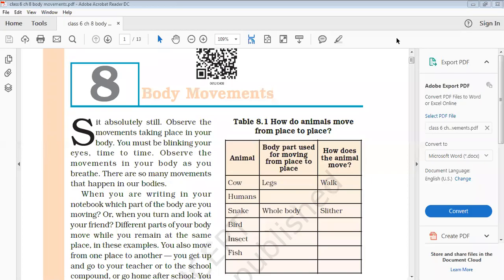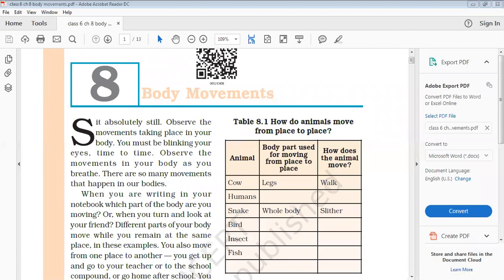Let's discuss the new chapter, that is body movements. How your body moves. In this chapter, we will study the different types of movements in our body and what is responsible for the body movements.